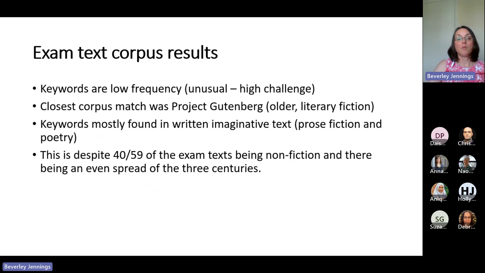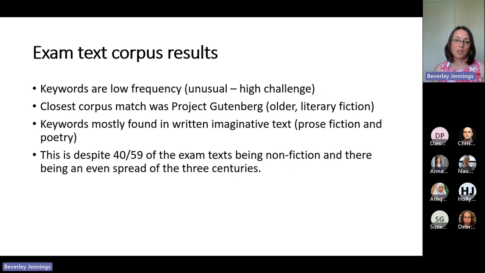So to summarise the first part of my research for the exam text corpus, the keywords were low frequency words, the vast majority of them. So that would present quite a high challenge to all the students taking the exam. The closest reference corpus match was Project Gutenberg, older literary fiction. And supporting that, when I looked at the keywords, they were mostly found in written imaginative text, so prose fiction and poetry. So that's a theme that's come up more than once.